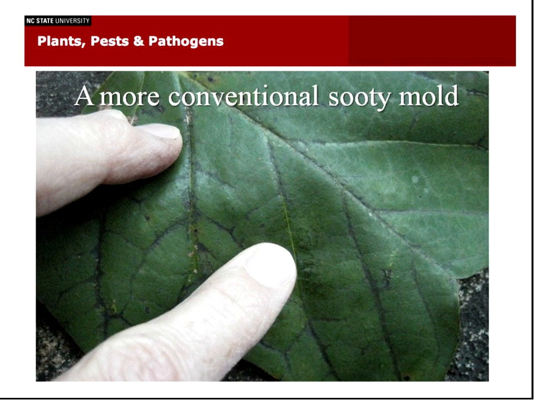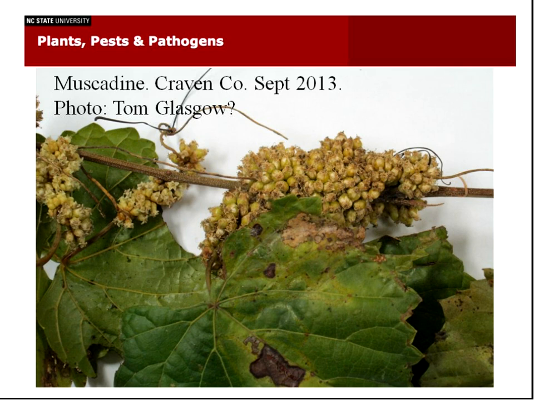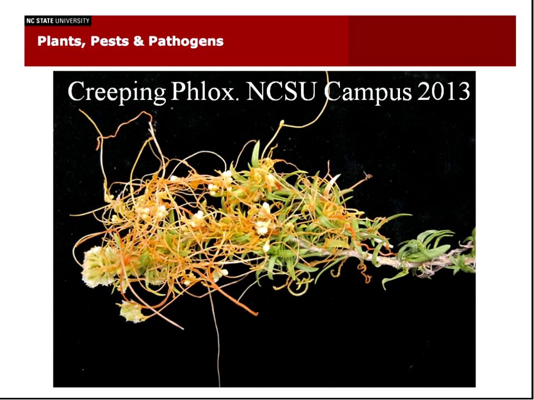Here was a picture that came in from Tom Glasgow, apparently taken in Craven County on muscadine grape last month. And to get a little bit easier look at it, I want to show a different plant with something similar on it. This came from campus here.